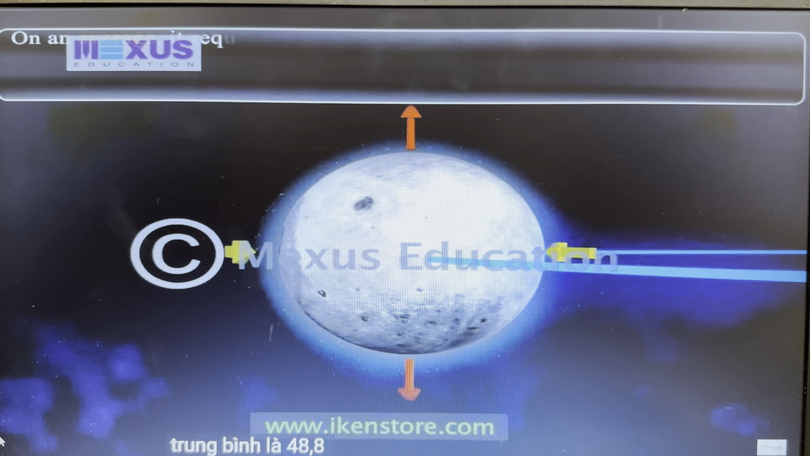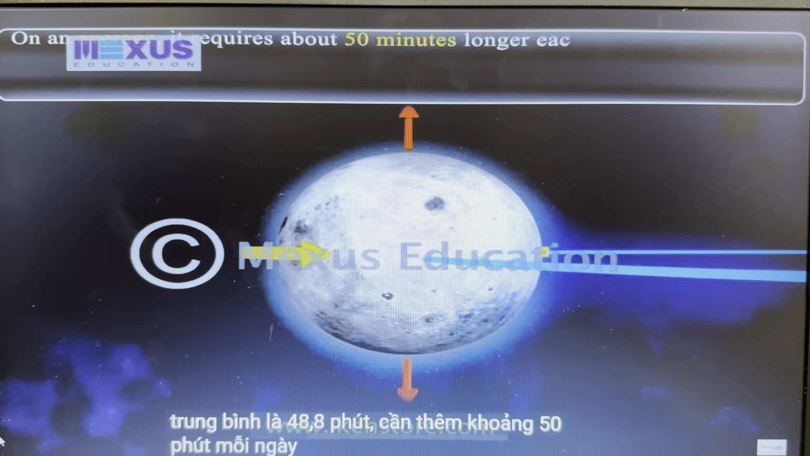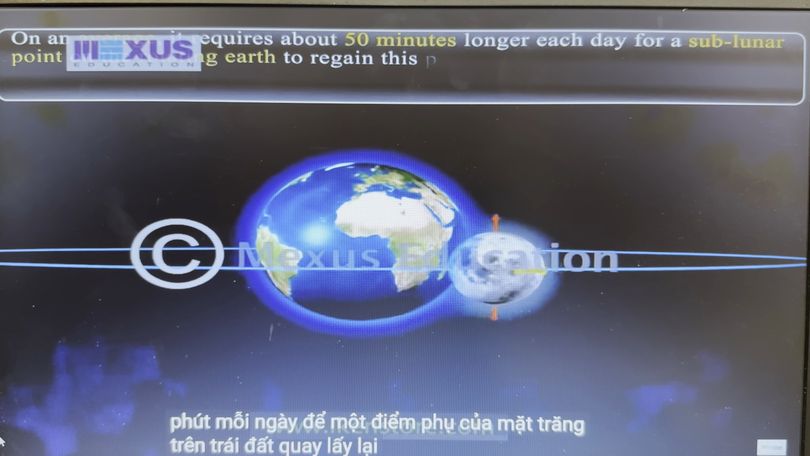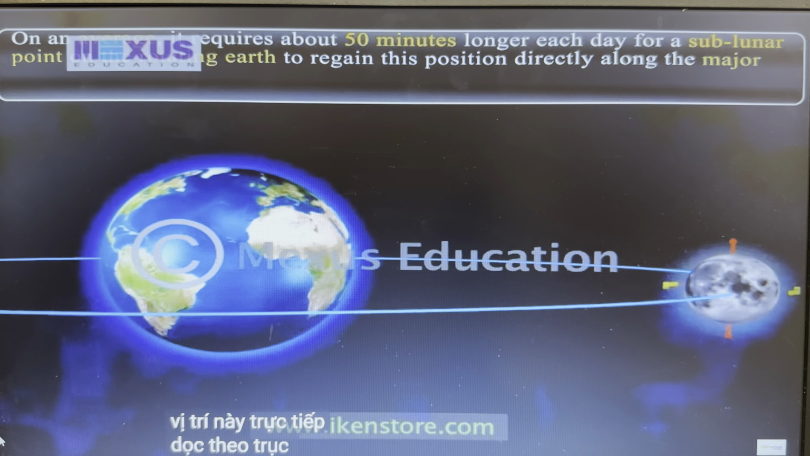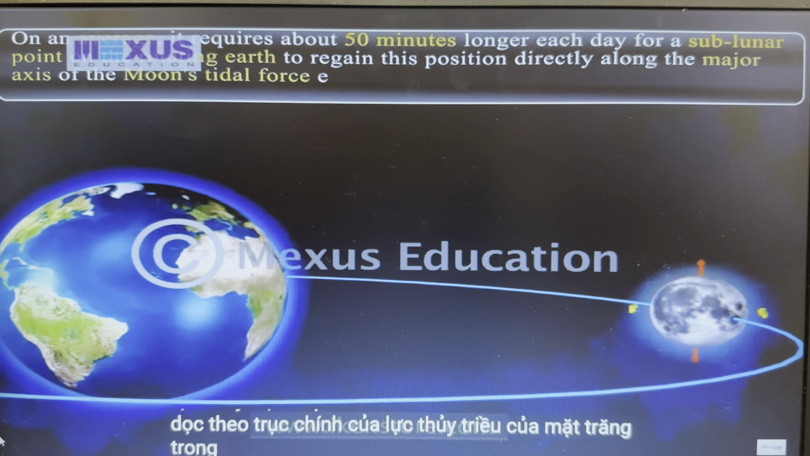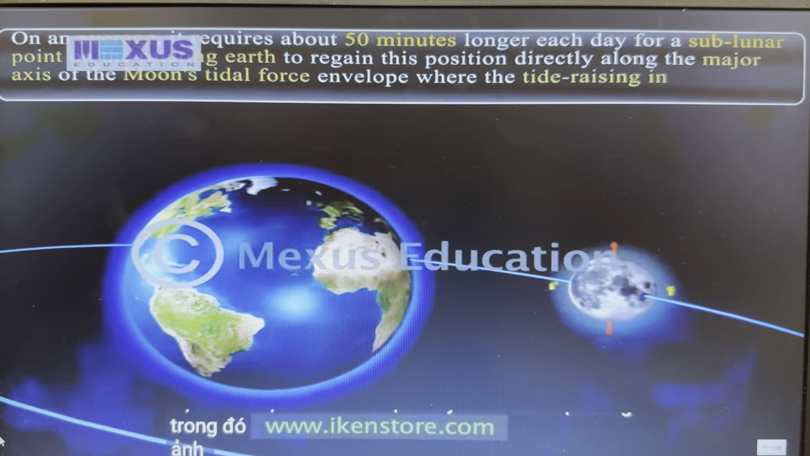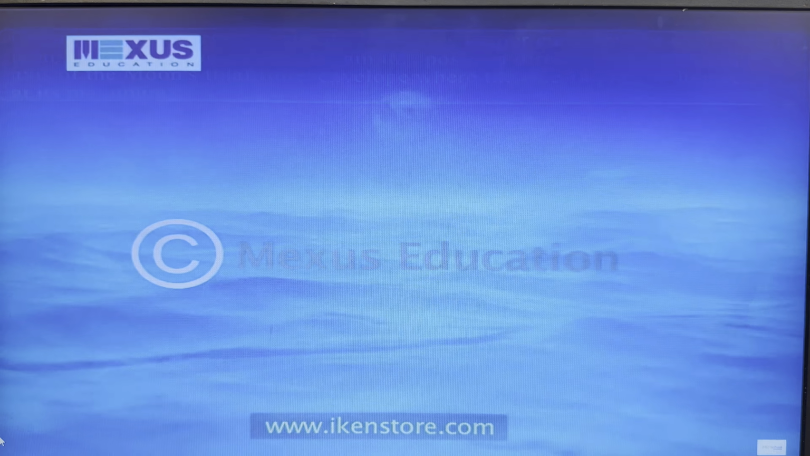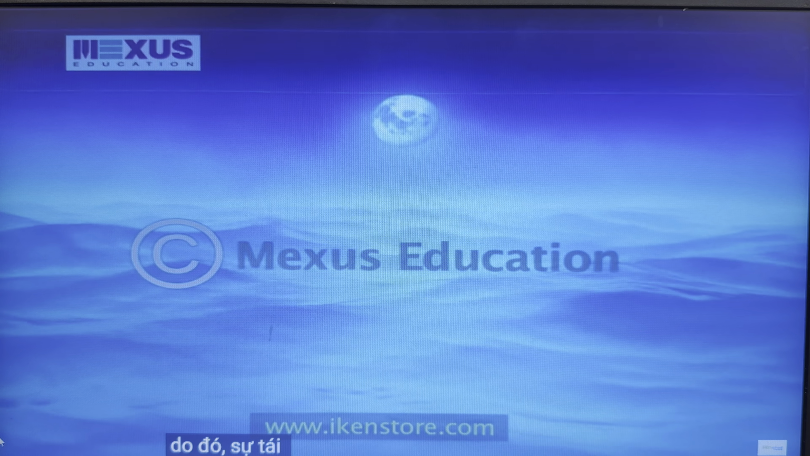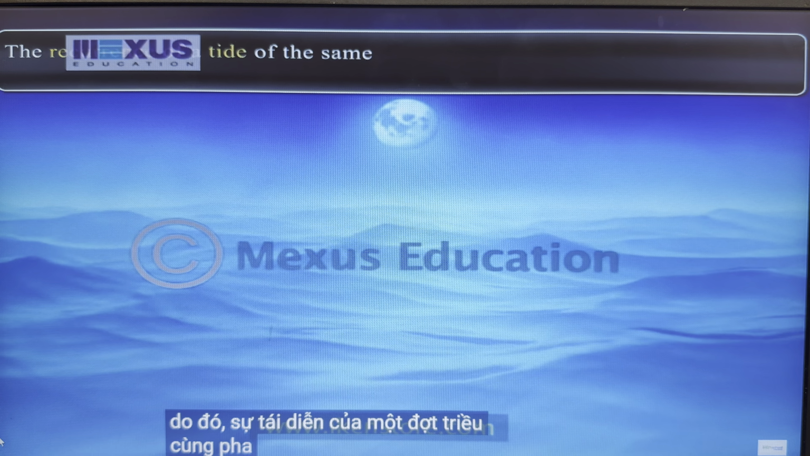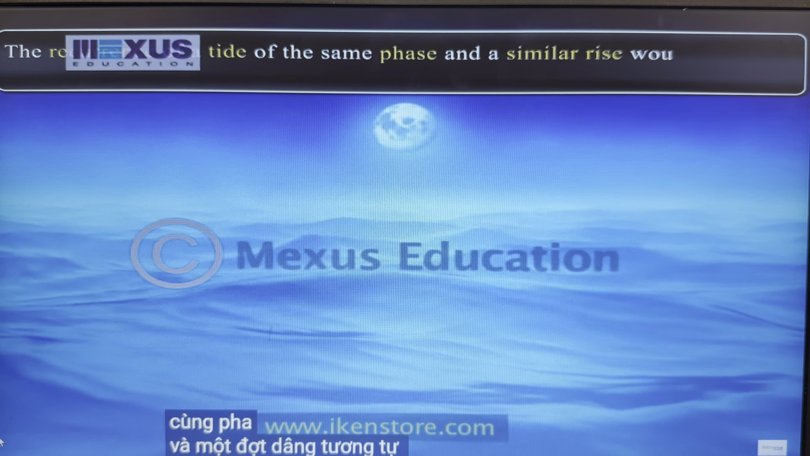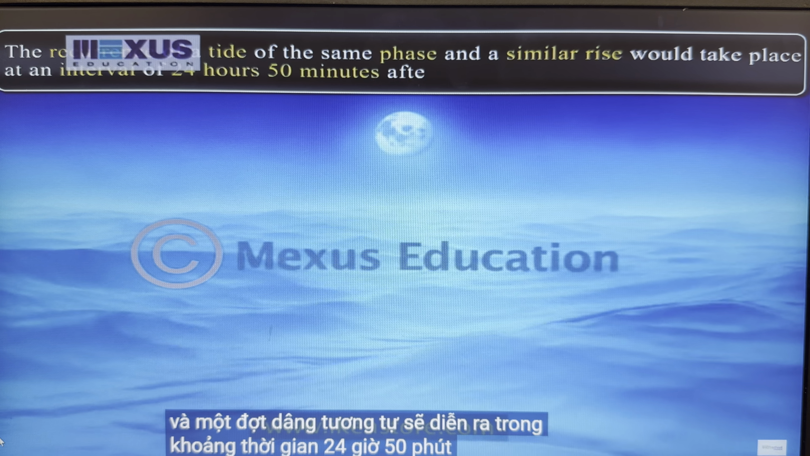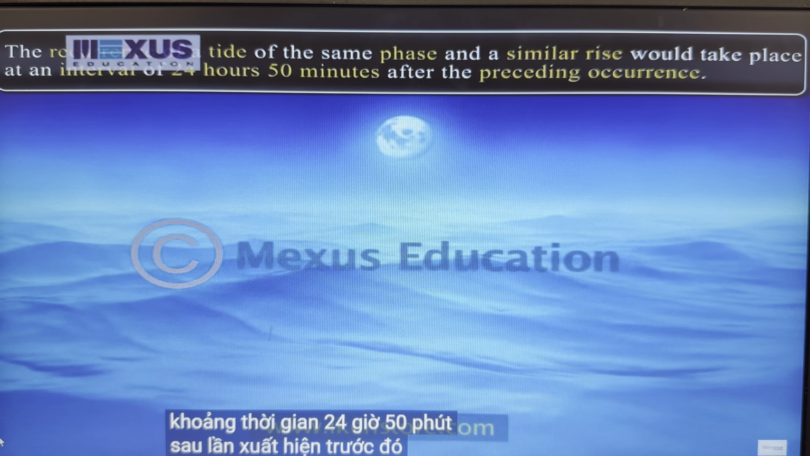On an average, it requires about 50 minutes longer each day for a sublunar point on the rotating Earth to regain this position directly along the major axis of the moon's tidal force envelope, where the tide-raising influence is at its maximum. In consequence, the recurrence of a tide of the same phase and a similar rise would take place at an interval of 24 hours and 50 minutes after the preceding occurrence.